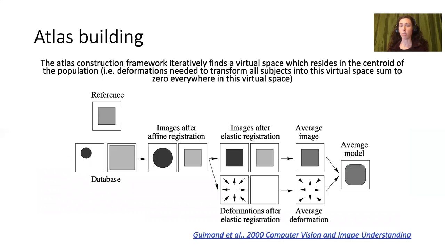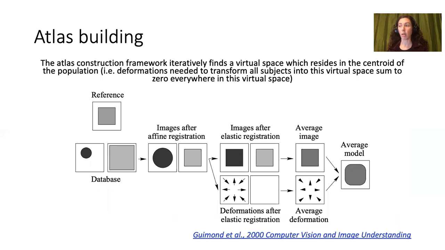And to do this, we're using a computational anatomy technique called atlas building, which iteratively finds the virtual space for a centroid of the population. And to find this centroid, we use a series of registrations that first puts two images that we are comparing into the same space, and then minimizes the difference between the shapes being deformed and the reference image until we end up with an average model or atlas image.